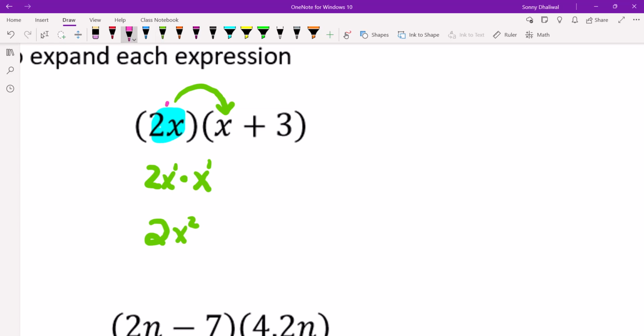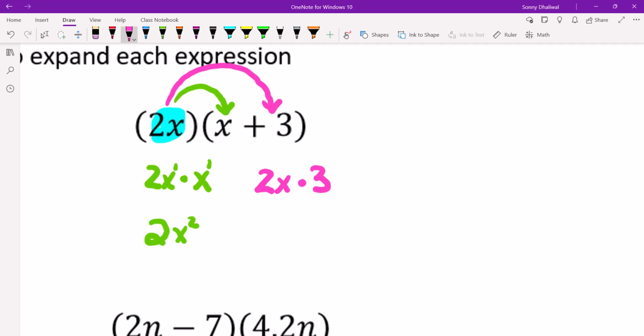Okay? And then we do the other one. So I'm going to do another rainbow. I'm going to draw this and switch colors. And I'm going to write this calculation out. I have a 2x times 3. And now we perform this calculation. What's 2x times 3?